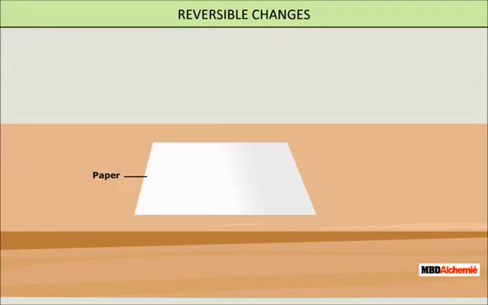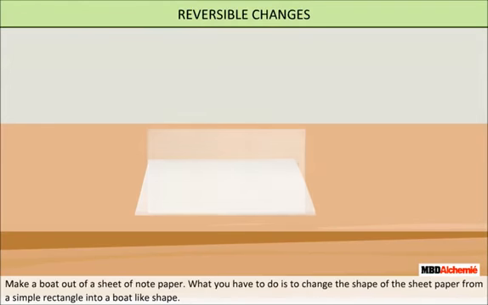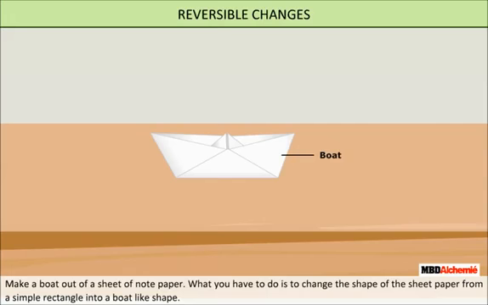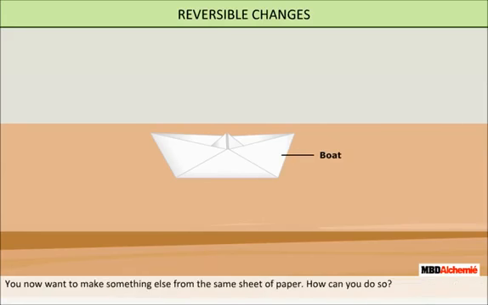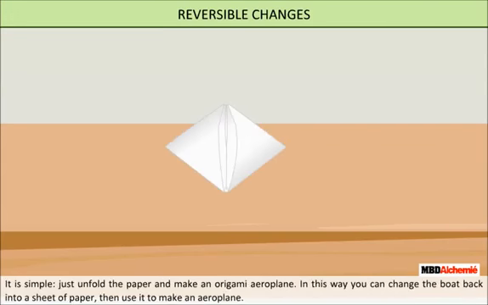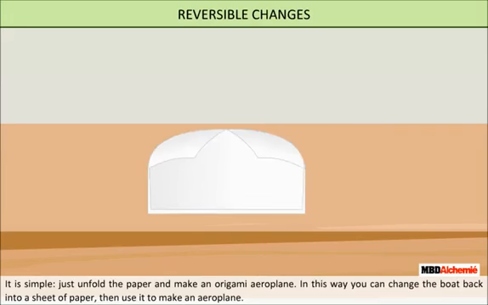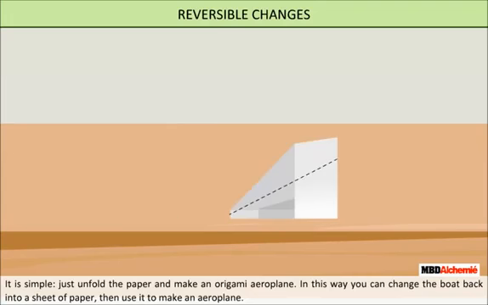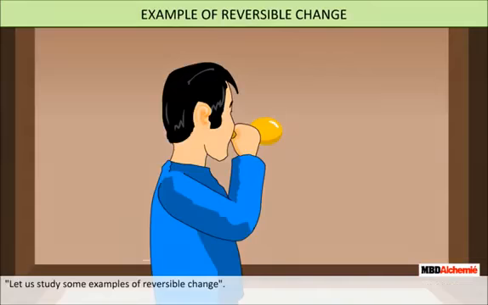Reversible changes. Make a boat from a sheet of note paper. What you have to do is to change the shape of the sheet paper from a simple rectangle to a boat-like shape. Now you want to make something else from the same sheet of paper. How can you do so? It is simple. Just unfold the paper and make an origami aeroplane. In this way, you can change the boat back into a sheet of paper and then use it to make an aeroplane shape.